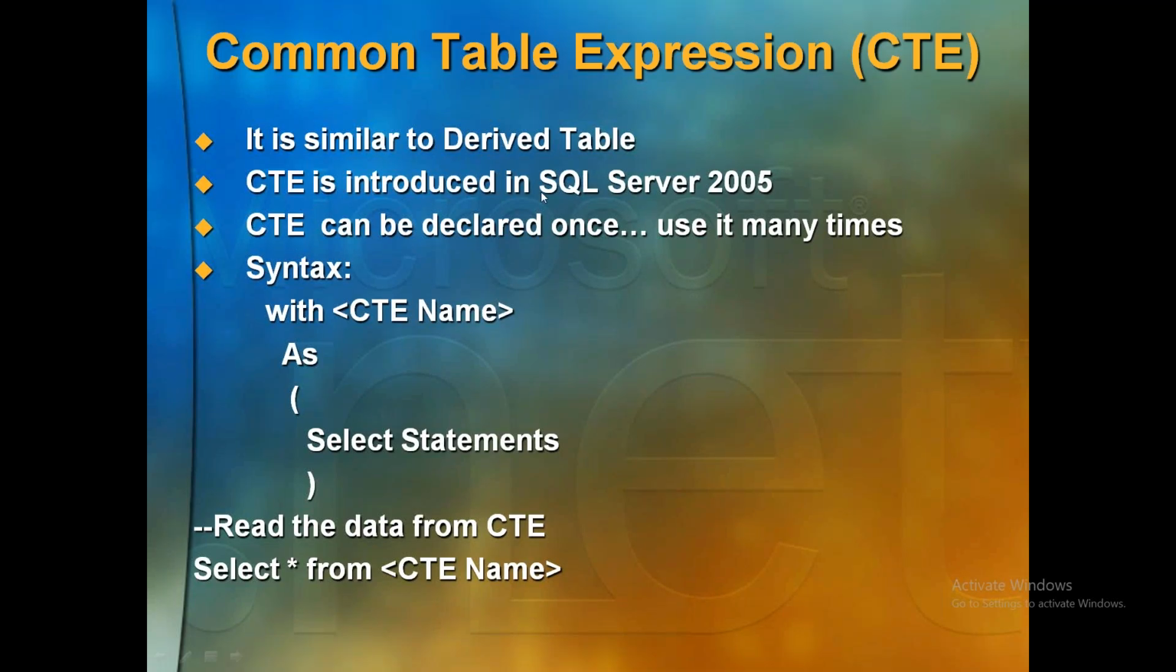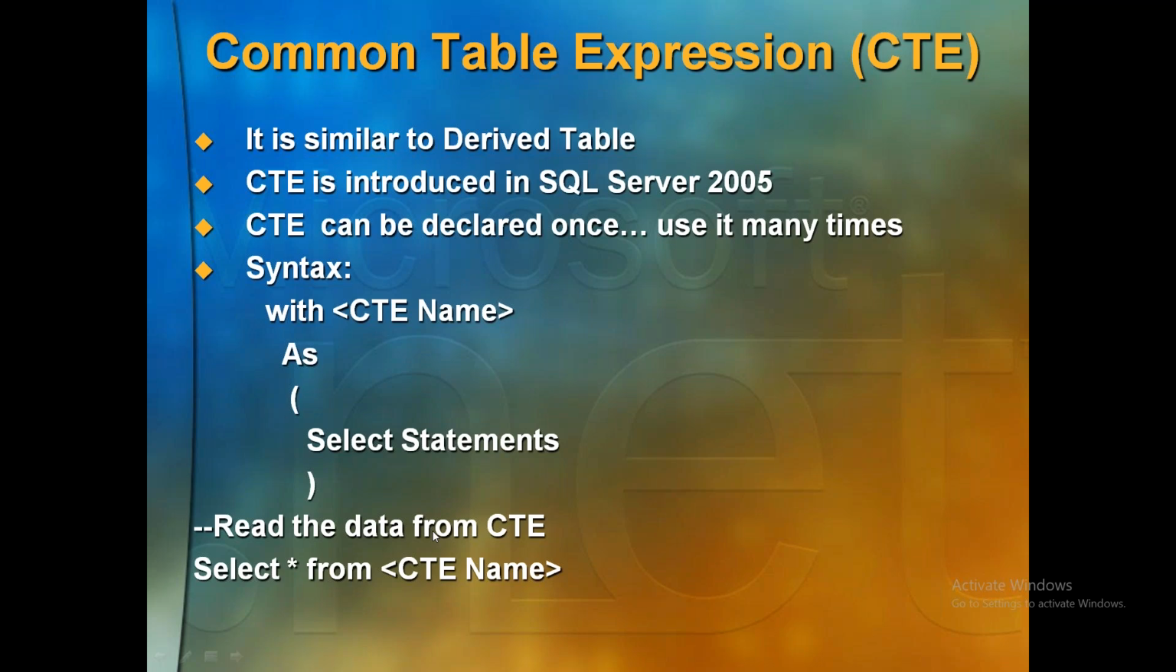Clear? CTE is introduced this way. A CTE can be declared once and used many times. This is the point that differentiates a derived table from a CTE. A CTE can be used many times, but a derived table can be used only once. Clear? That's the point. So WITH the CTE name AS the query, SELECT * FROM the CTE name.